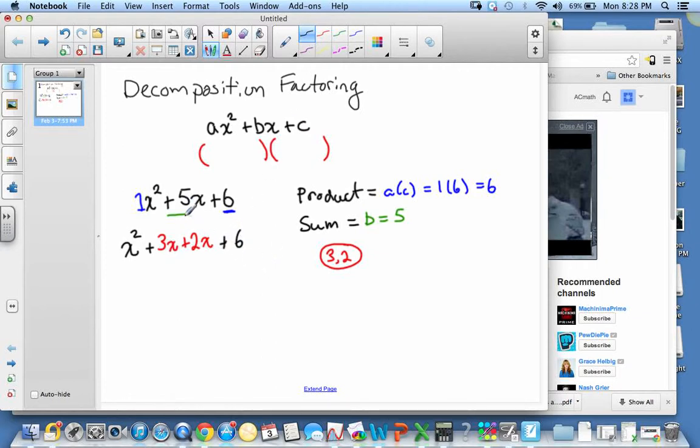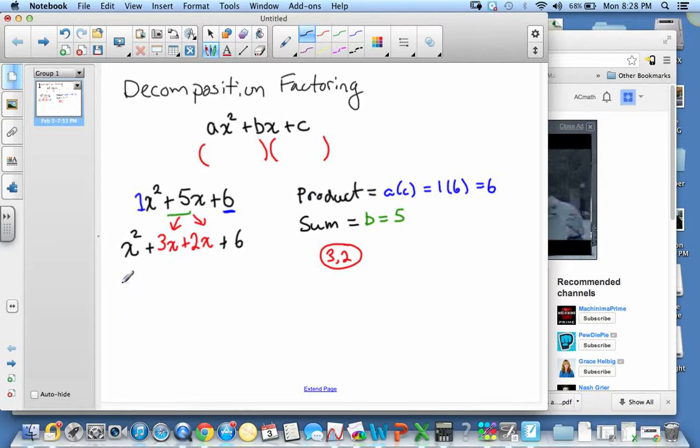So the idea of decomposition is we're going to take the middle term and split it up into two separate terms. Notice we haven't changed anything, right? I still have x squared plus 5x plus 6, which was my original question. So I haven't really changed anything. I've just done a little mathemagic. Now, why does this matter?